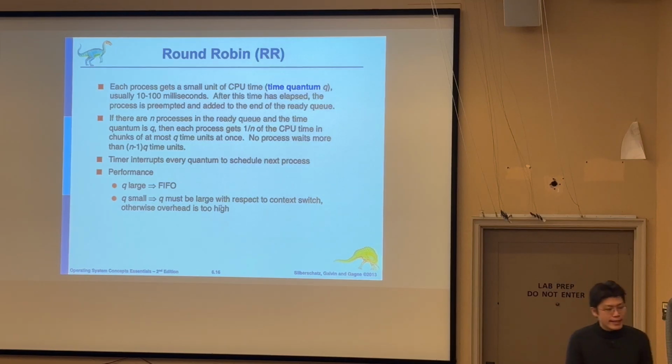Another simple strategy is round robin. Each process gets a small unit of CPU time, 10 to 100 milliseconds, and after the time has elapsed, the process is preempted and added to the end of the ready queue. This is also already implemented in Xenu. Once every process finishes the time slice, if there's any process that has equivalent or higher priority, the current process is added to the end of the ready queue.